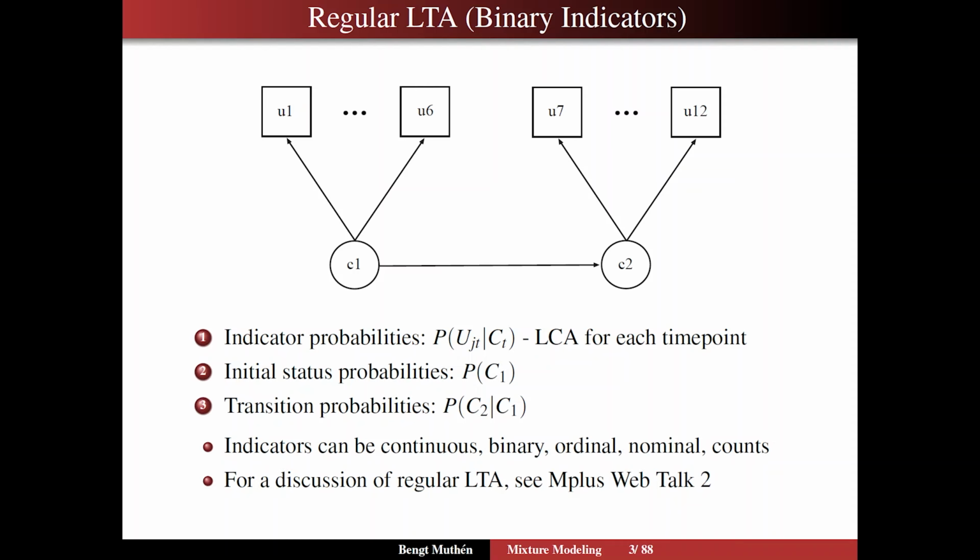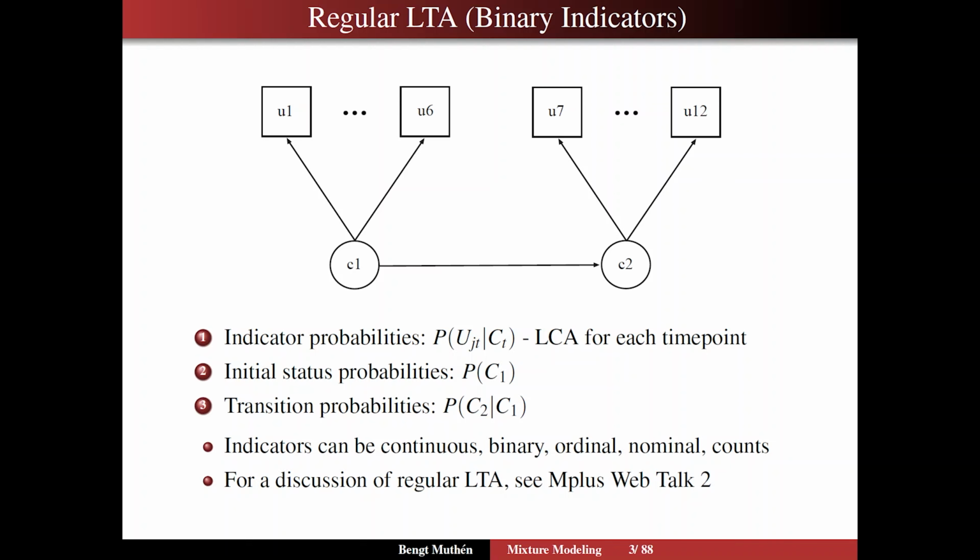Now here we can also include covariates X in this picture, influencing C1 and C2, and study how covariates influence not only the initial status probabilities but also the transition probabilities. We talk about that in Webtalk 2 on slides 58 to 64, where we also distinguish between effects of covariates on this transition that are main effects or interaction effects.